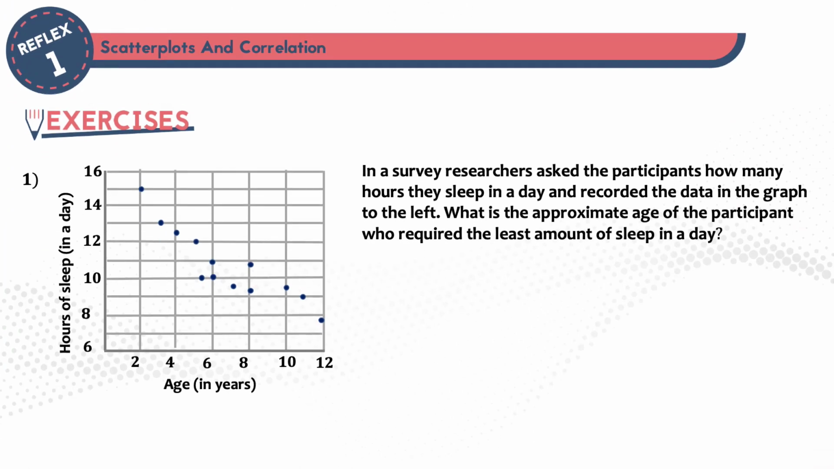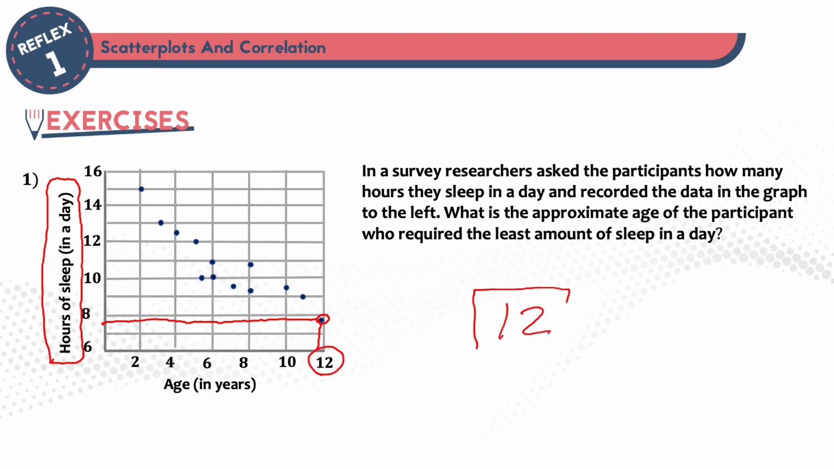And it's time for some exercises. Number 1, in a survey, researchers asked the participants how many hours they sleep in a day and recorded the data in the graph to the left. What is the approximate age of the participant who required the least amount of sleep in a day? Okay, the least amount of sleep. We have the amount of sleep on the vertical axis. That means we're looking for the least amount, which is this dot right here, corresponding to a little below 8 hours. And that's almost at the age of 12. So the approximate age of that person is 12. Done.